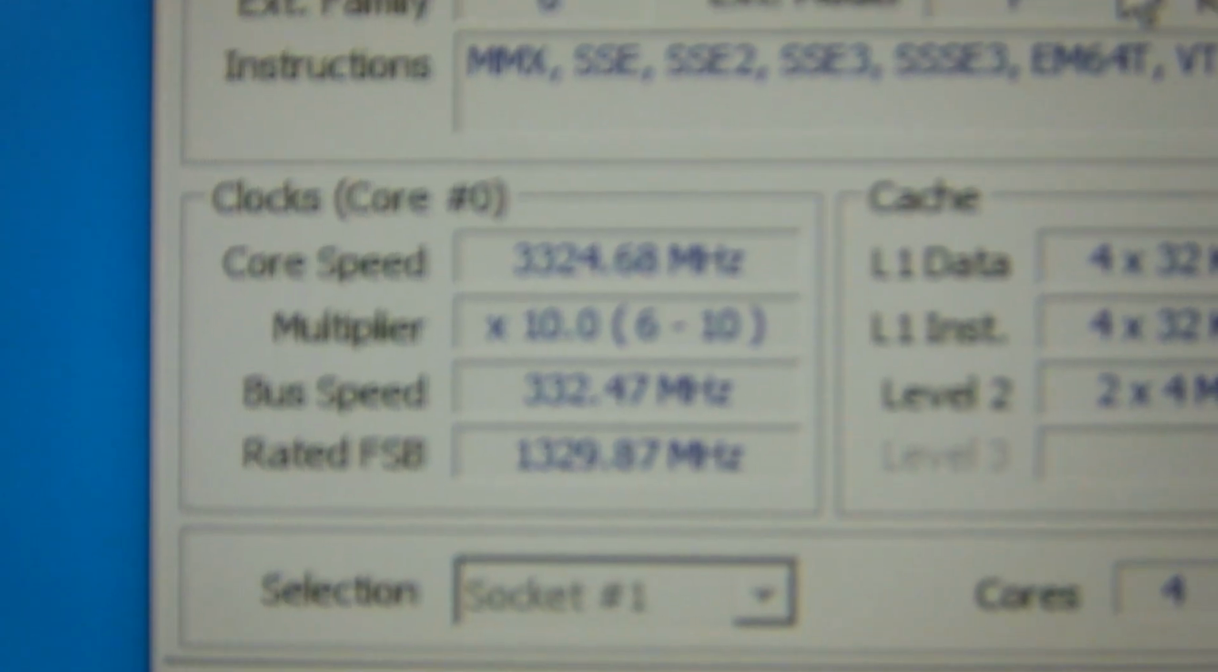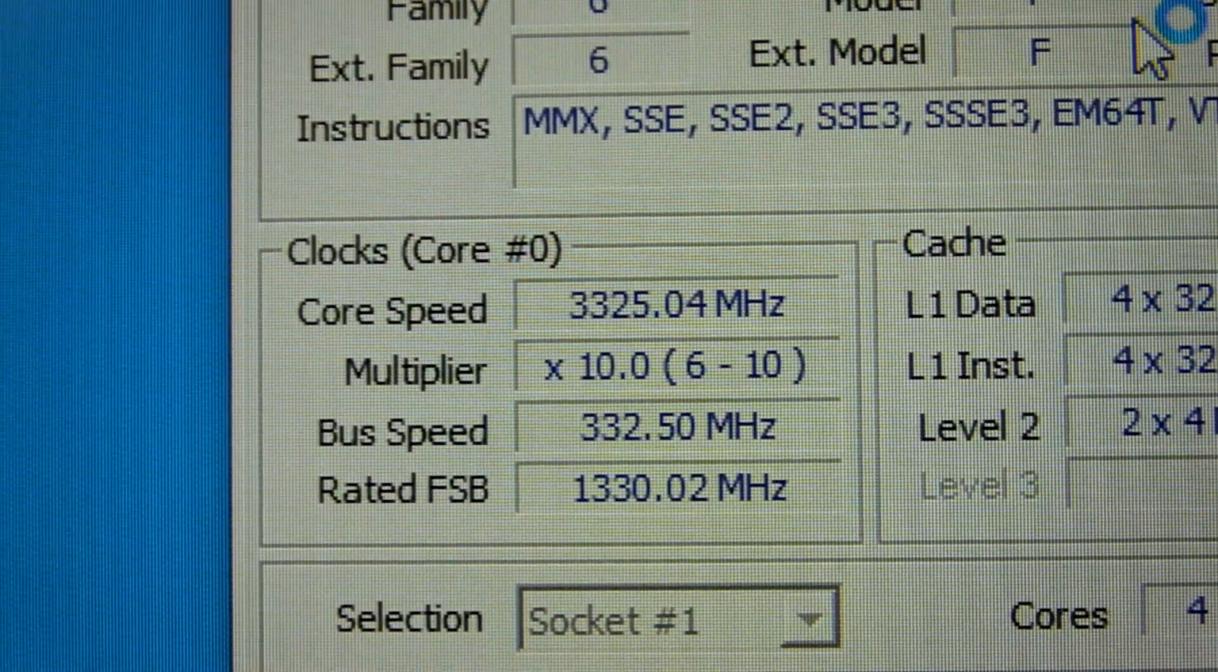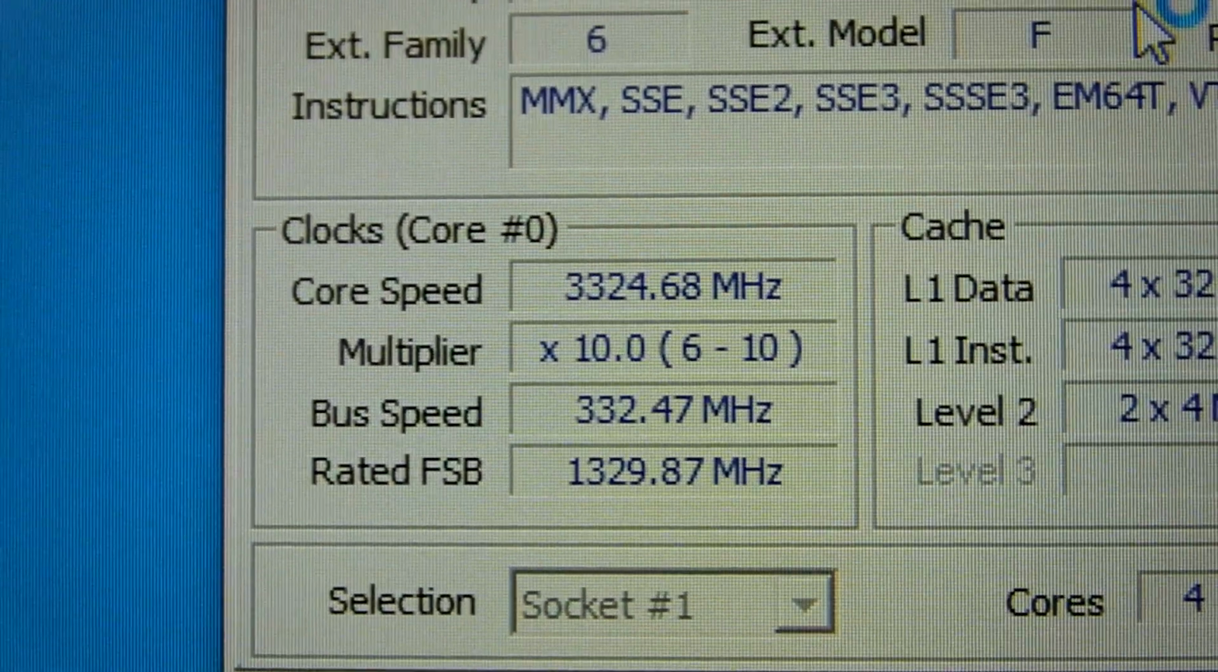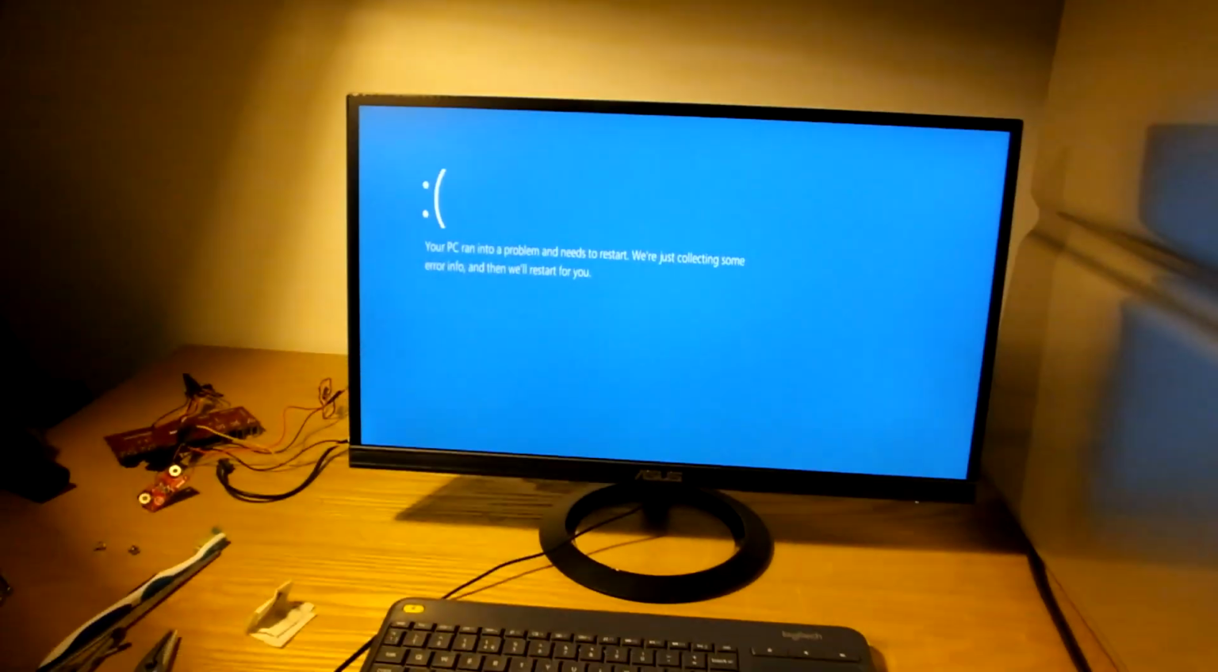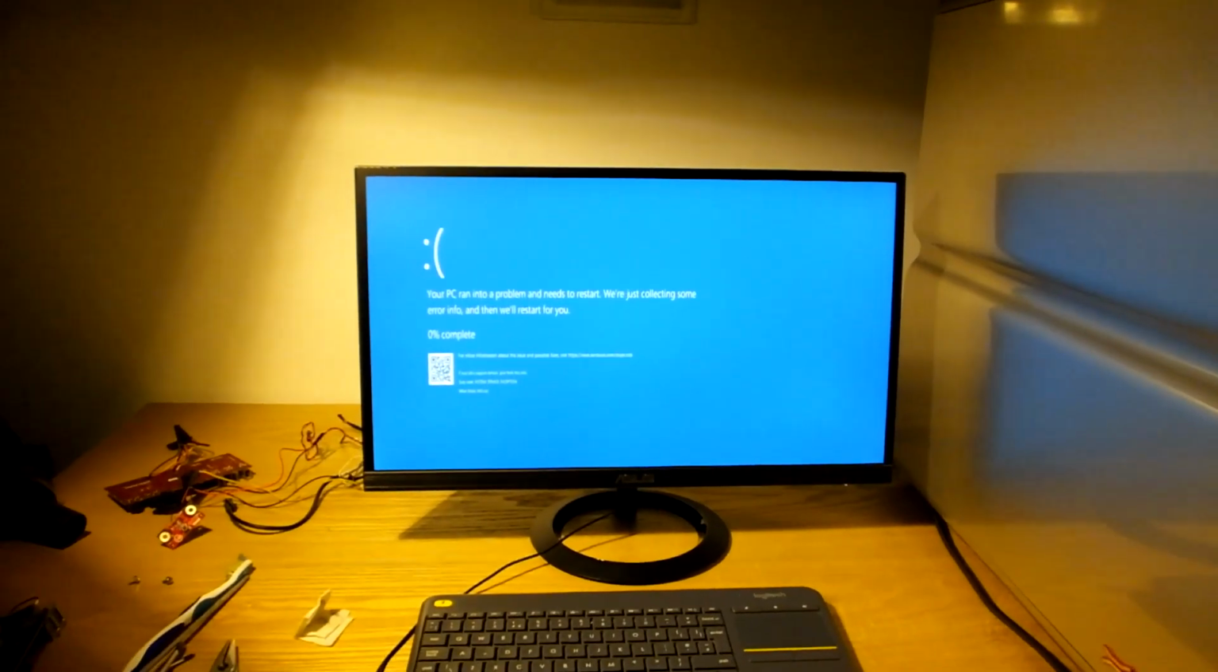This is amazing. I'm sorry that the mic quality is terrible, but look at this baby. Yes, 3.3 gigahertz. I love this. I absolutely love this. I just hope that, oh Jesus Christ.